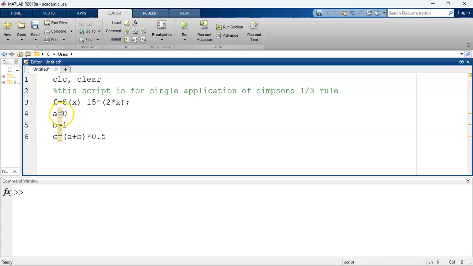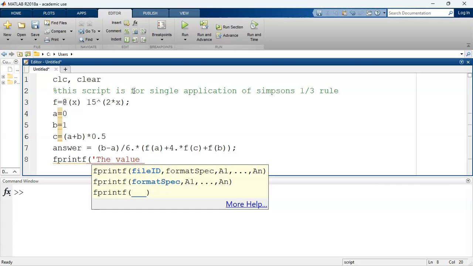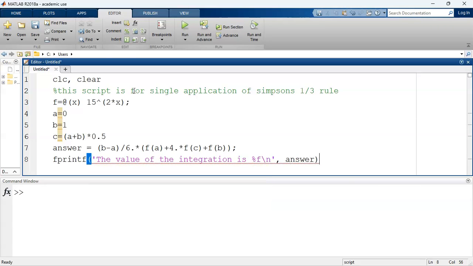And that is your middle point. So you have your A, which is 0, and then this point, which is the C point, and the last point is the B point. So I'm gonna name a variable here, maybe answer equals to. So here you need to specify the formula, which is B minus A over 6 times FA plus your function for the middle point plus your last point. And just specify your fprintf, the value of integration is, and then just run this.